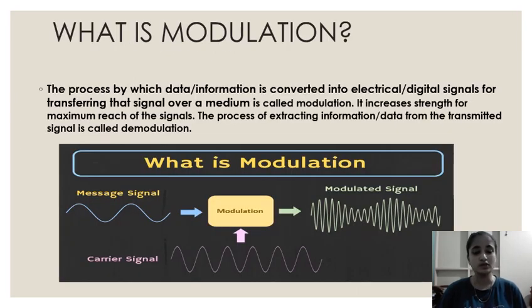What is modulation? The process by which data or information is converted into electrical or digital signals for transferring that signal over a medium is called modulation. It increases strength for maximum reach of the signals. The process of extracting information or the data from the transmitted signal is called demodulation. This picture depicts that when the low frequency signal, that is the message signal, is imposed onto the high frequency signal, that is the carrier signal, the resultant is the modulated signal.